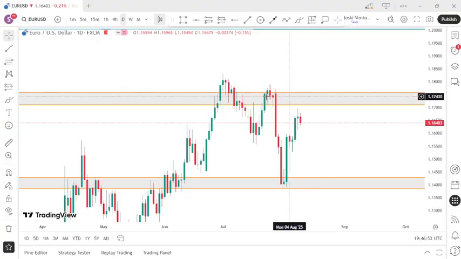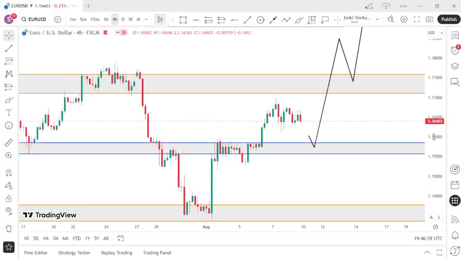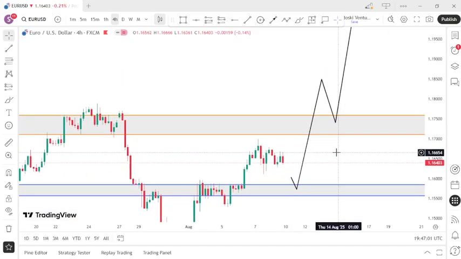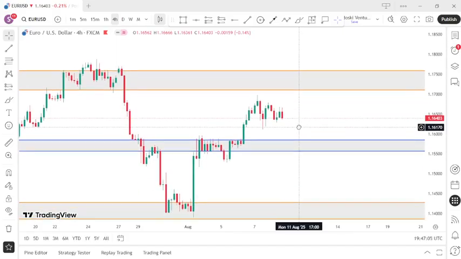Since price has broken this resistance, you know that price is definitely going to the upside. So since price is going to the upside, let's go to the 4 hour and see how we prepare for an entry on Euro USD. This is exactly how we are going to prepare for an entry.